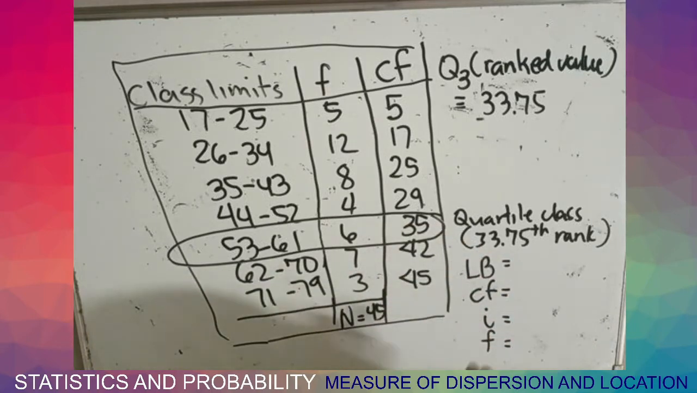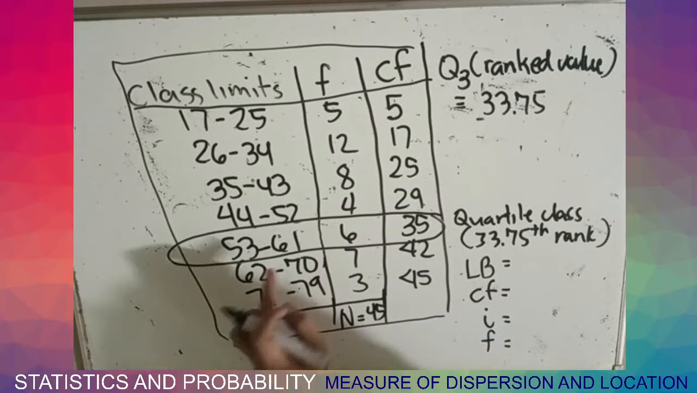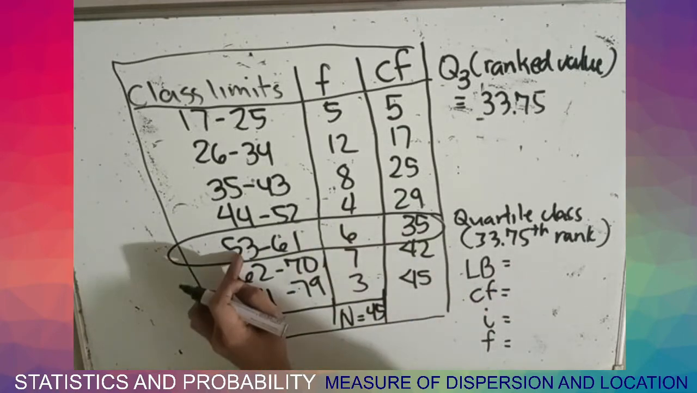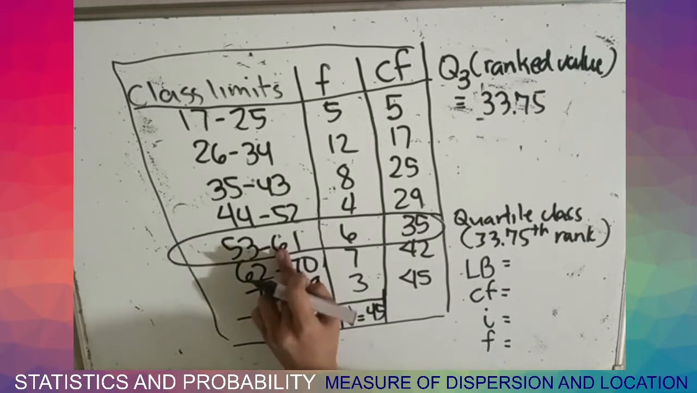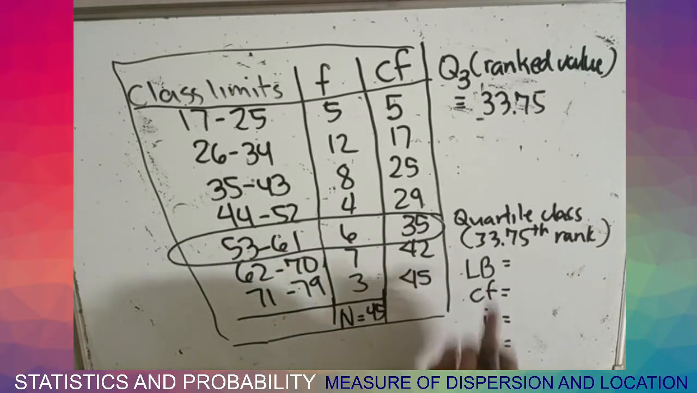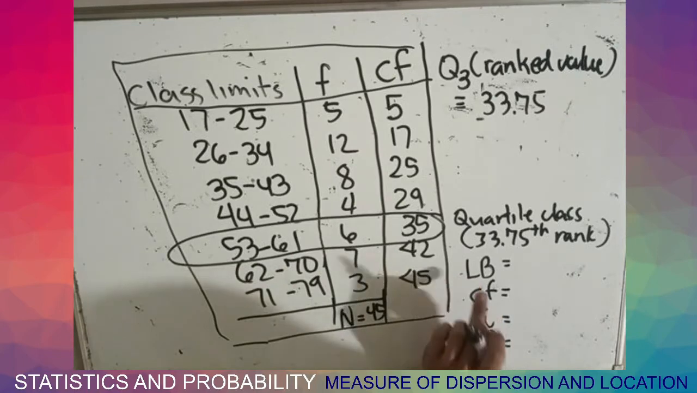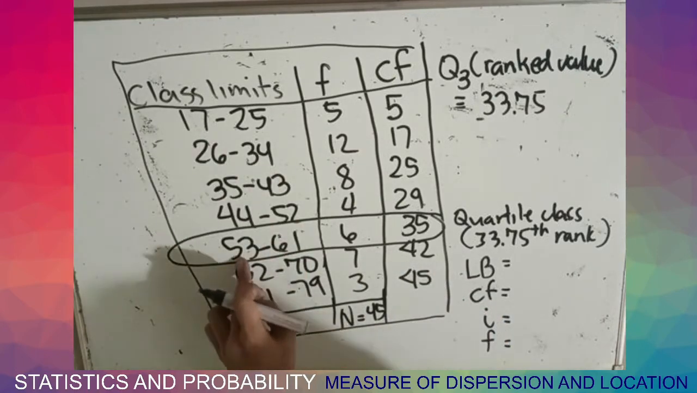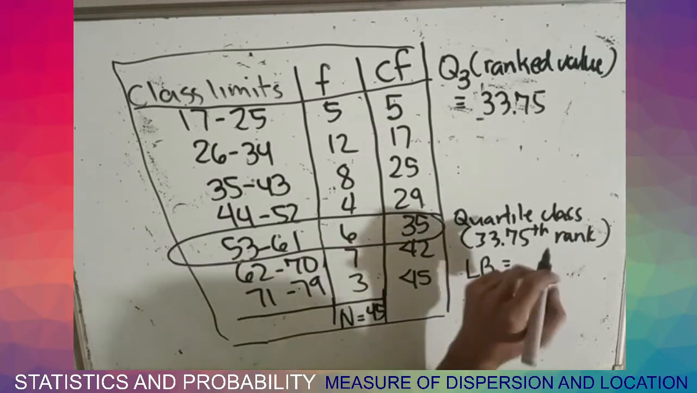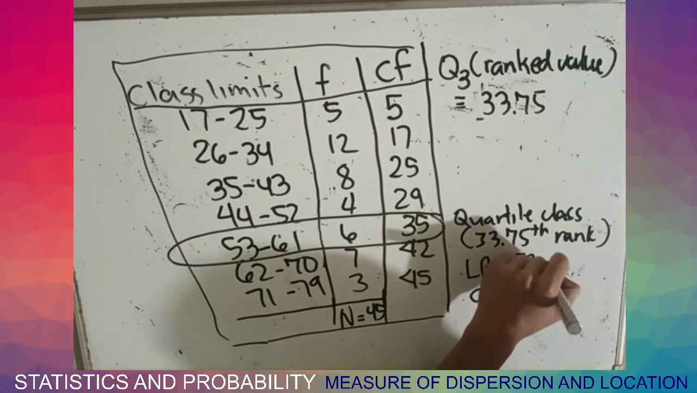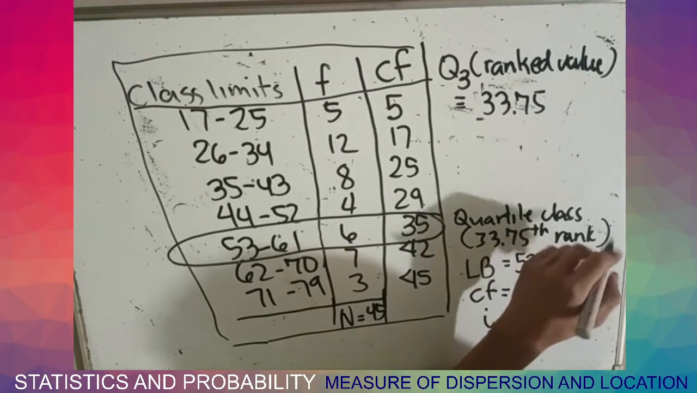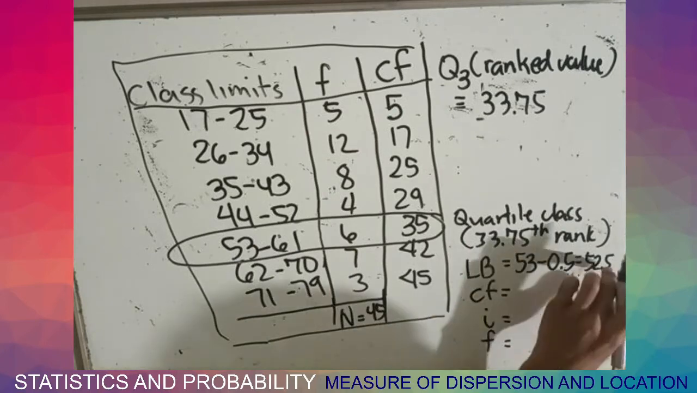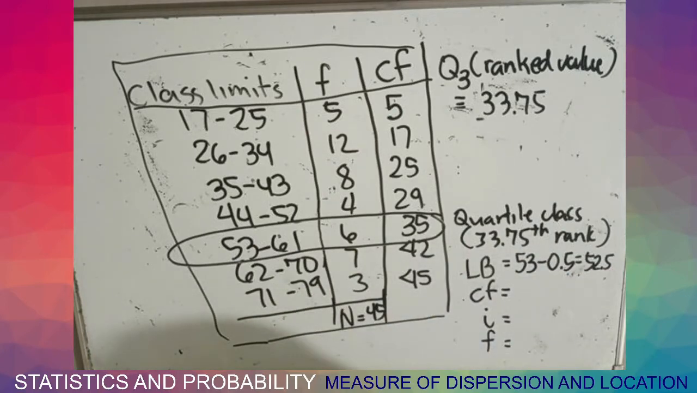Si LB, magbabase tayo sa ating class limits ng ating quartile class. Ano ba yung nasa quartile class natin? Si 53 to 61. Ano ba yung lower boundaries? Si lower boundary ay nakukuha sa ating lower class limit which is 53. So, magiging 53 minus 0.5, so it will be 52.5.